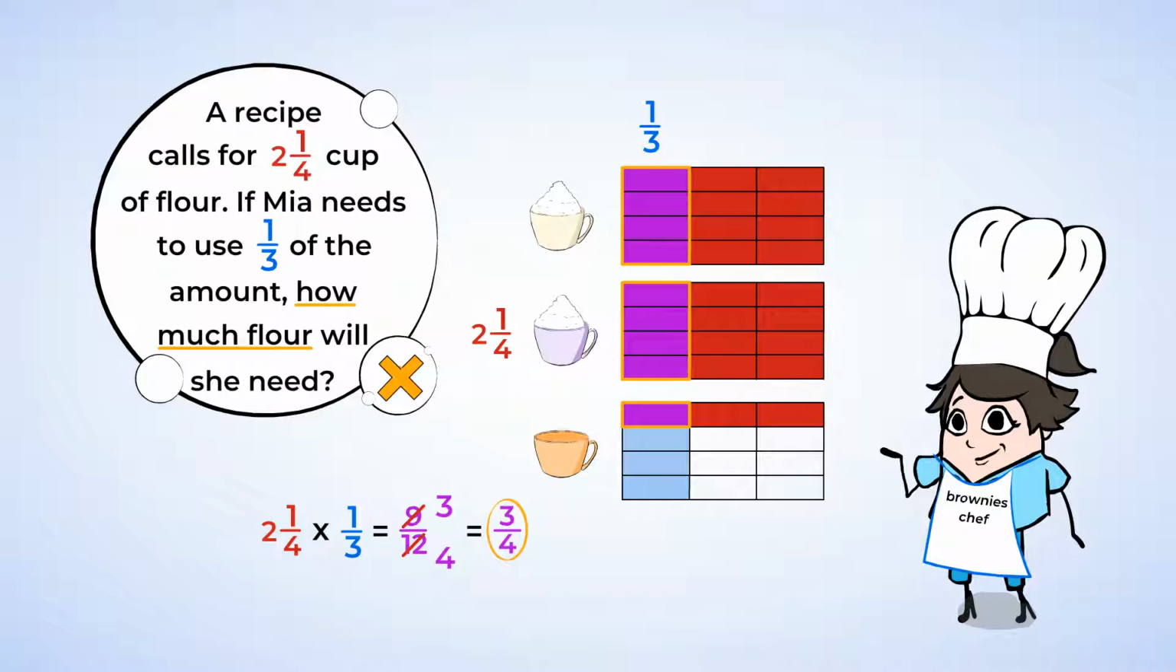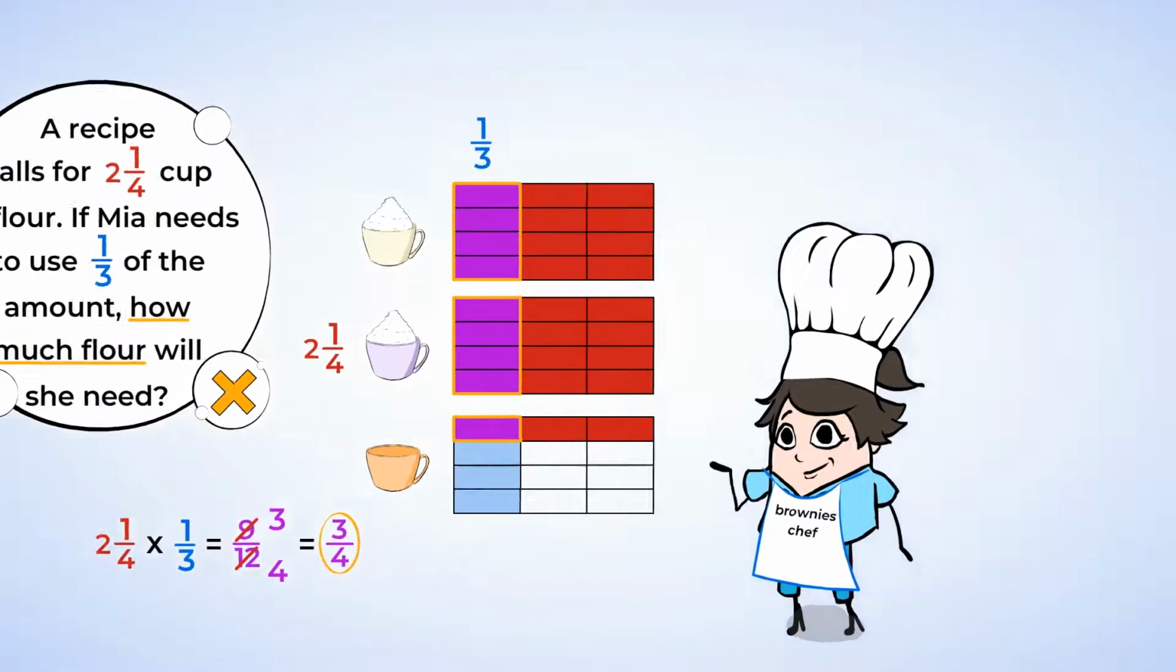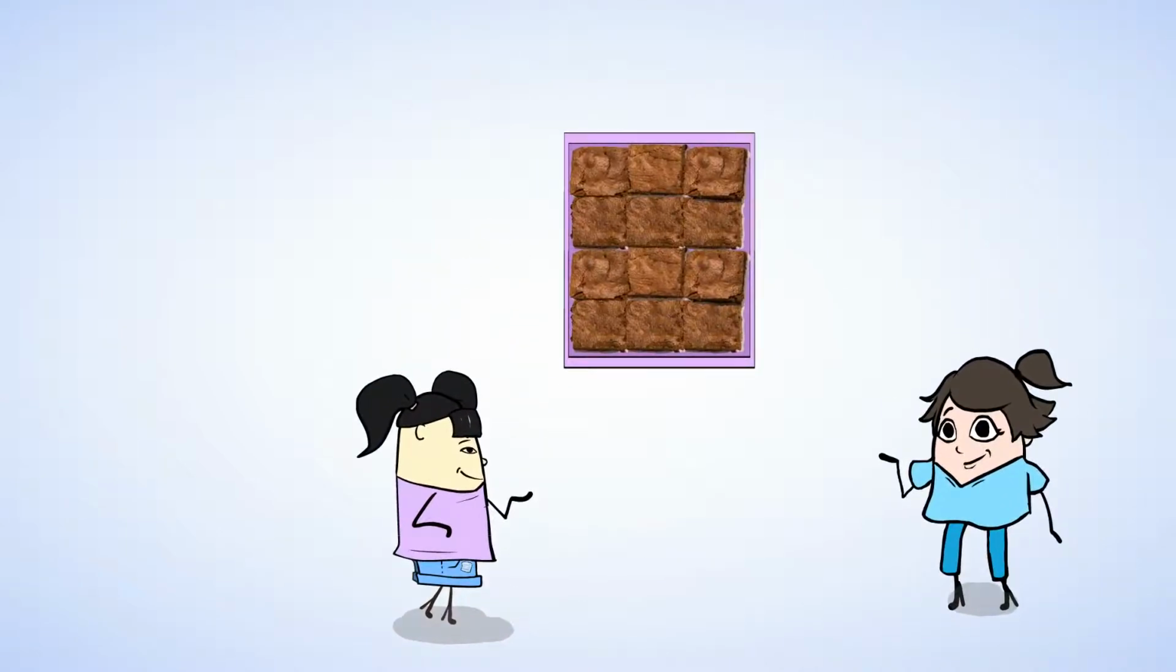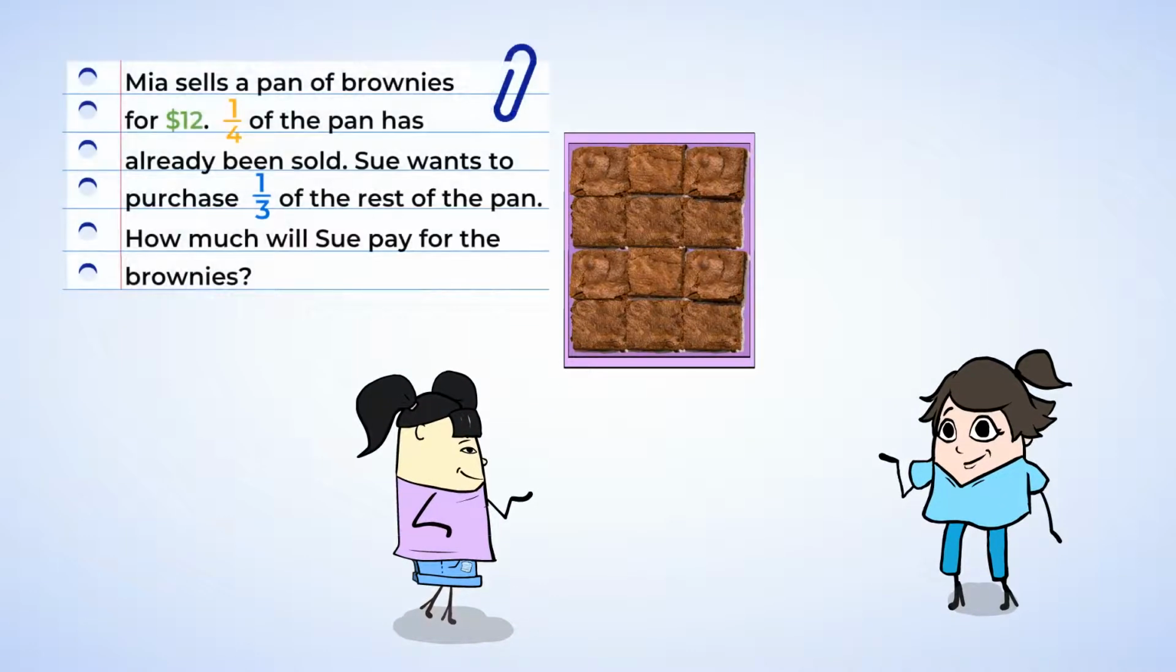Fantastic work! Ooh, once we bake the brownies, we can sell them at the bake sale. Speaking of selling, Mia is going to sell a pan of brownies for $12. 1/4 of the pan has already been sold. And Sue wants to purchase 1/3 of the rest of the pan. So how much will Sue pay for the brownies?